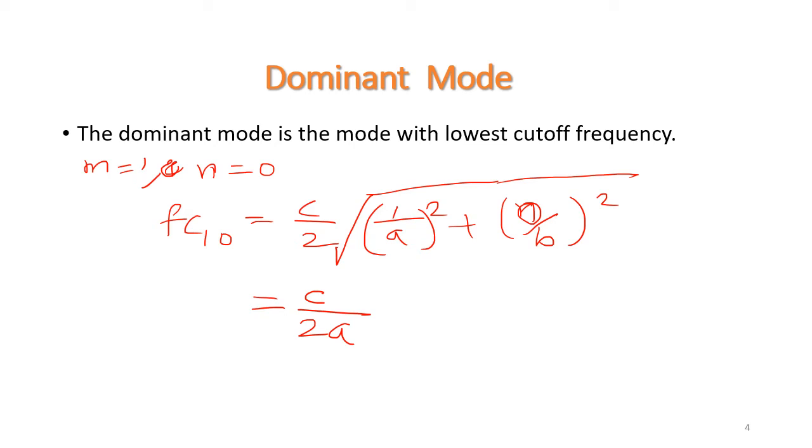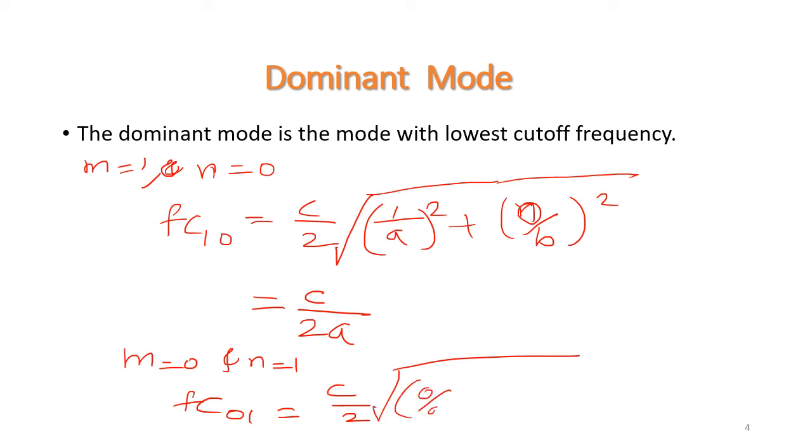Similarly, we can find it for m is equal to 0 and n is equal to 1. So if m is equal to 0 and n is equal to 1, we get fc01 equal to c by 2 into the square root of (0 upon a)² plus (1 upon b)². What is this equal to? The first term will be 0, and this is equal to c divided by 2b.